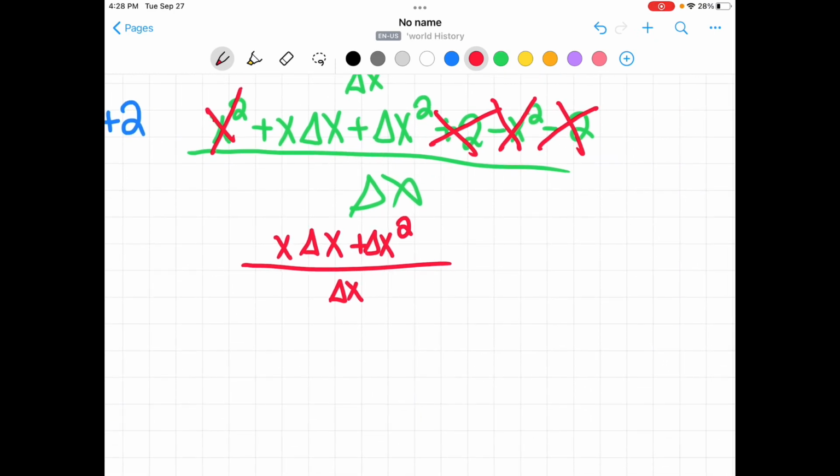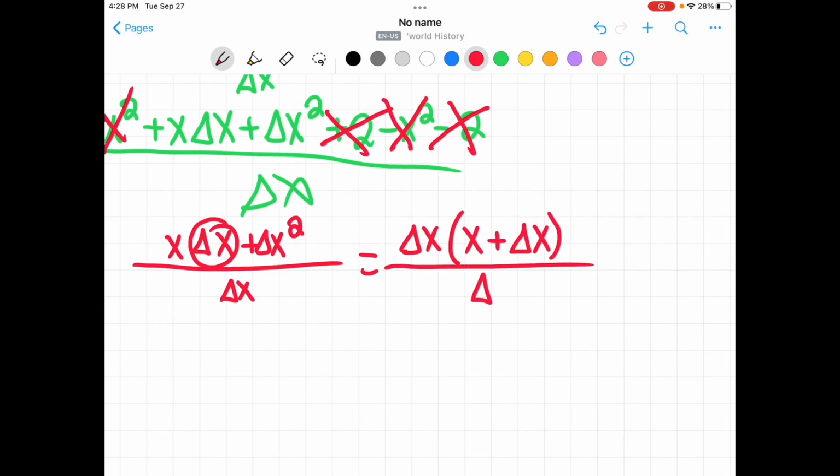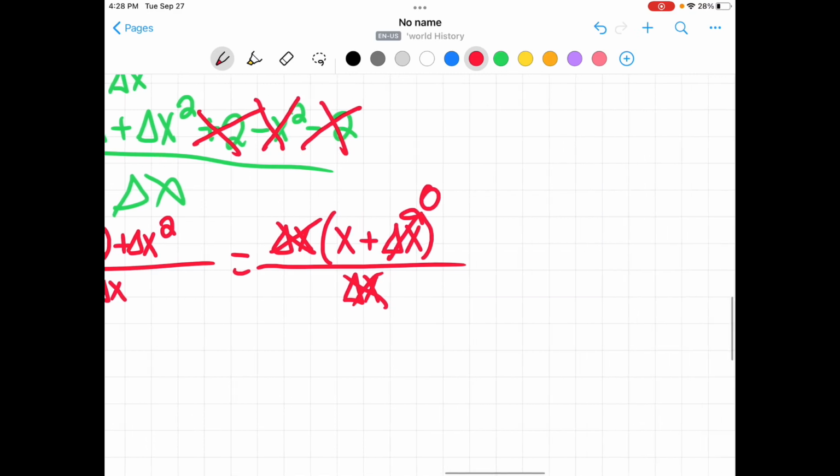Now we are going to take out the delta x's, or we can take out a delta x. So it's just going to be x plus delta x over delta x. These two can cancel out, and this delta x is just going to turn into 0. So our final answer is just going to be x.